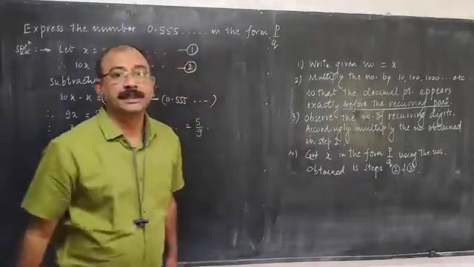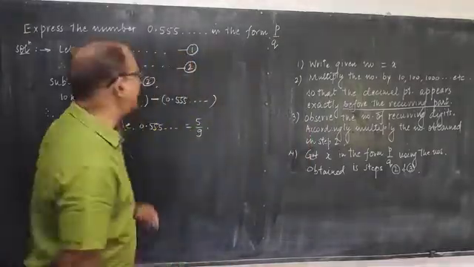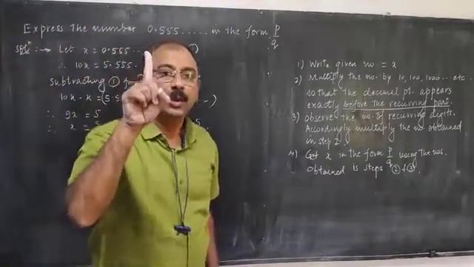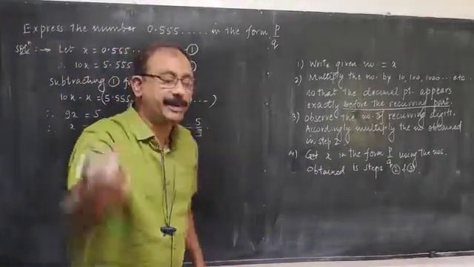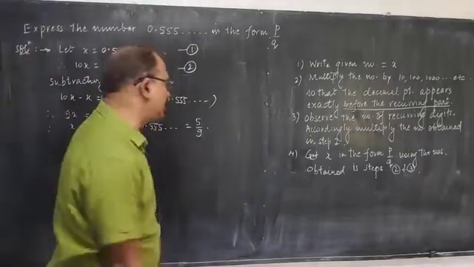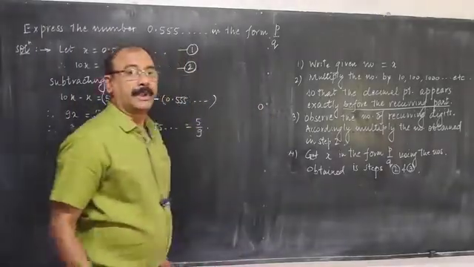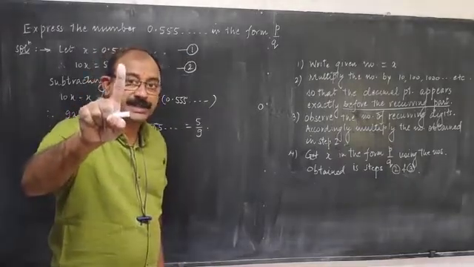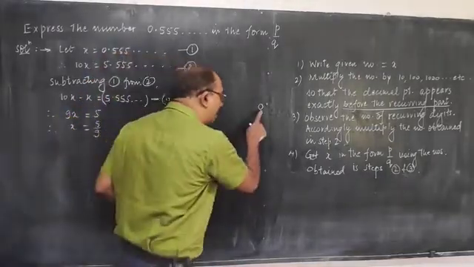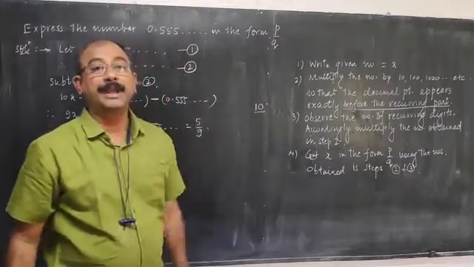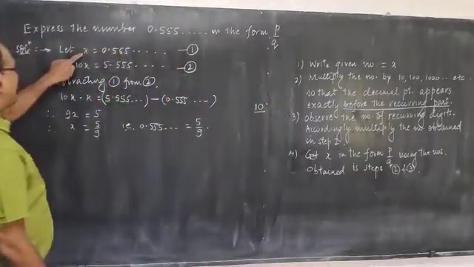The third step is to find out how many digits are repeating. Only one digit is repeating: 5, 5, 5. So 5 is the only repeating digit. So what will you do? Since only one digit is repeating, you will write 10 over 1, that is 10, and multiply both sides by 10. That is what I have done.